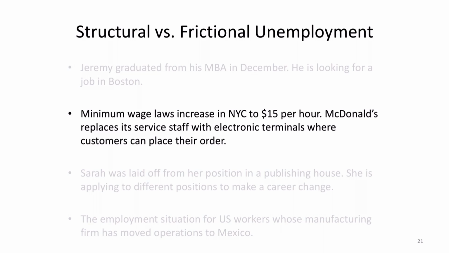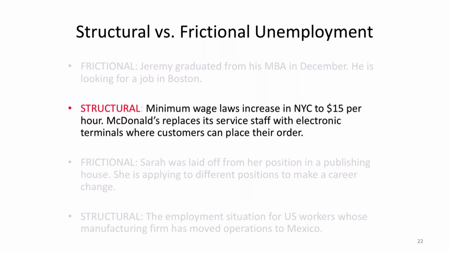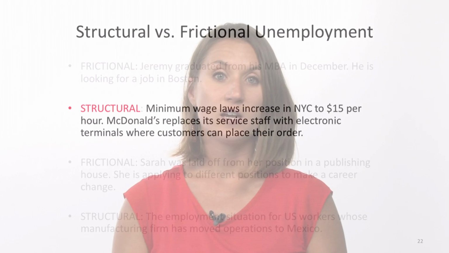Next, let's think about a situation where the minimum wage laws are increasing in New York City to $15 an hour. McDonald's has decided to replace its service staff with electronic terminals where customers can place their order. Would this be structural or frictional unemployment? This would be considered structural unemployment because here this technological advancement is causing workers to not be used anymore by McDonald's. So therefore, because the wage rate has increased because of the minimum wage laws, McDonald's prefers to make the capital investment to buy the terminals rather than hiring workers for those jobs.